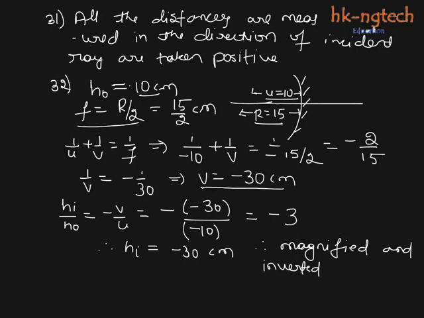So here we can find out the magnification by using the magnification formula. Hi divided by ho is equal to minus v by u, what we have. So finally we get the magnification as minus 3. So here we can find out the height of the image is equal to minus 30 centimeter. So obviously the image is magnified and it is inverted because the negative sign is there. It's a magnified image because the height of the image is greater than the height of the object, so obviously it is magnified and inverted.